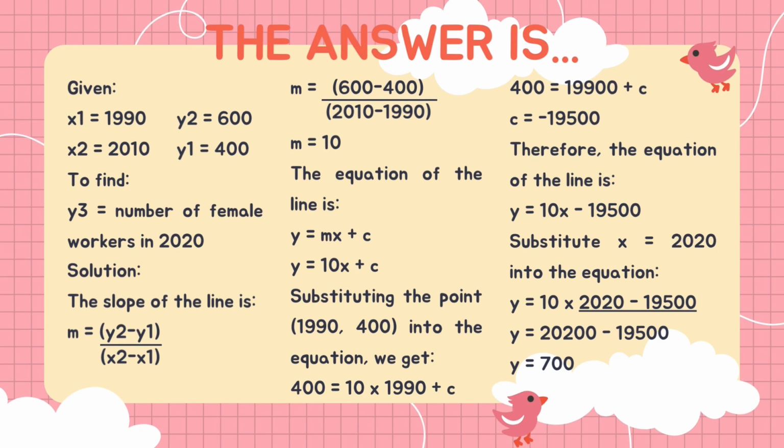To find the number of female workers in 2020, we can substitute x equals 2020 into the equation. y equals 10 times 2020 minus 19,500. y equals 20,200 minus 19,500. y equals 700. Therefore, the answer is 700.